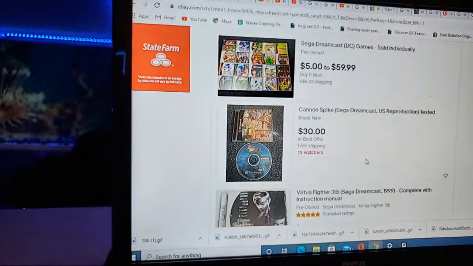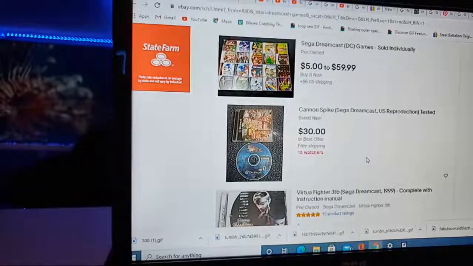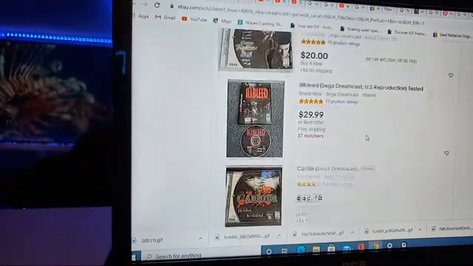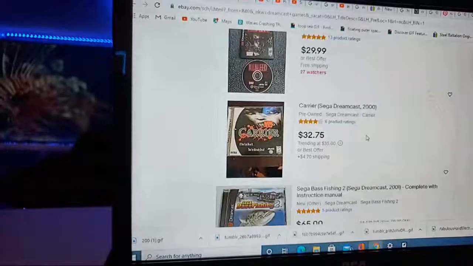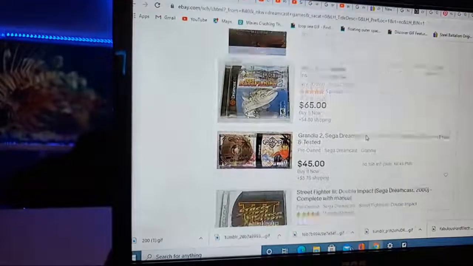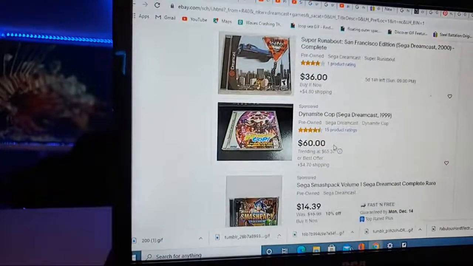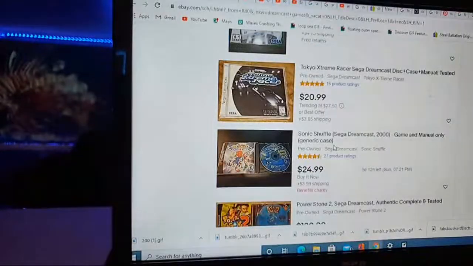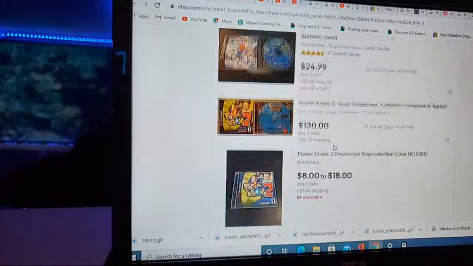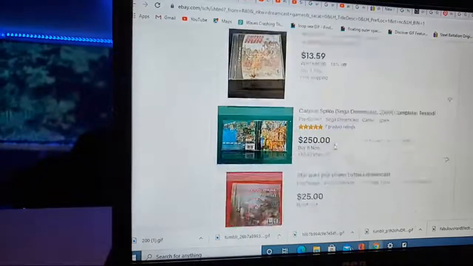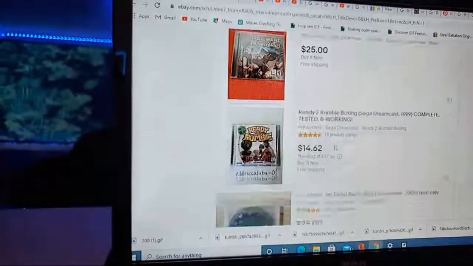Cannon Spike. That sounds familiar. Virtua Fighter. I'm not a big fan of Virtua Fighter. Bleem. Carrier. Carrier sucked. I don't like Carrier. Carrier games sucked. Virtua Fighter. Not interested. Dynamite Cop. Got it already. Smash System. Been there, done that. Tokyo Xtreme Racing. Nope. What game is it? Chicken Run. Nope.